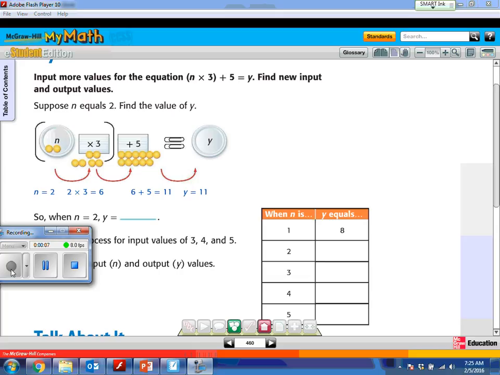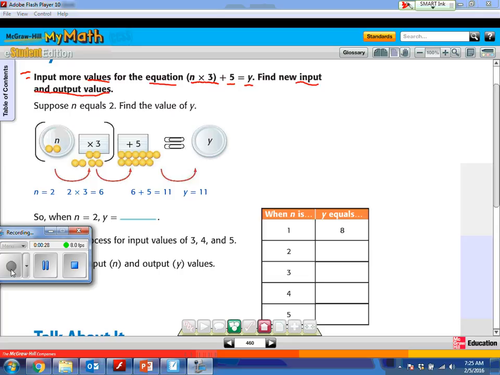What we're going to be working on today is using tables to show equations with more than one operation. Well, what does that mean? Well, let's take a look. Right here it tells us to input more values for the equation. Remember, an equation, ladies and gentlemen, has to have an equal sign. For n times 3 plus 5 equals y, find the new input and output values.